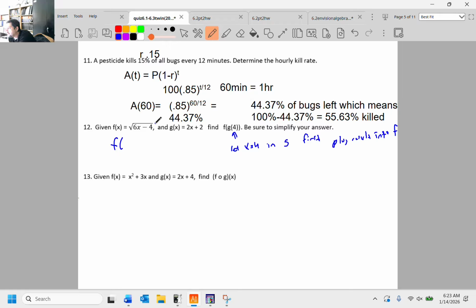So let's find g of 4. It's twice a 4 added 2. That's 10. 2 times 4 is 8, plus 2 is 10. So now we're going to find f of 10, which is the square root of 6 times 10 minus 4. And that's the square root of 56. And it does say be sure to simplify radical. And radical simplification is not an algebra 2 skill. It's an algebra 1 skill.